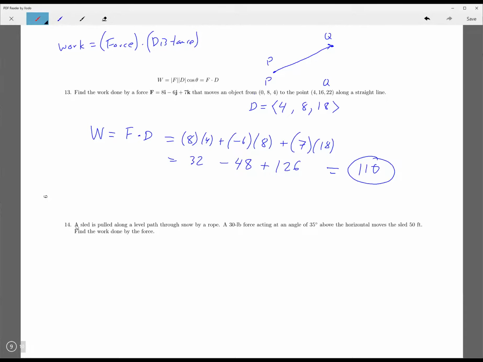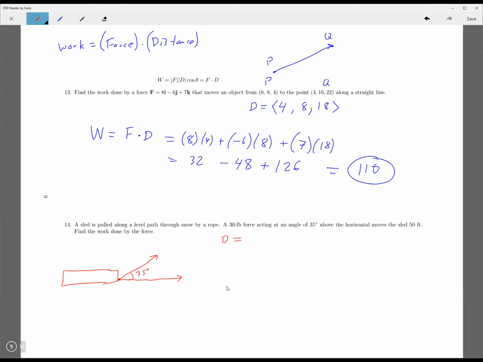Okay, so let's look at number 14. A sled is pulled along a level path through the snow by a rope. A 30-pound force acting at an angle of 35 degrees above the horizontal moves the sled 50 feet. So here, if this is the sled right here, and you have a rope attached right there, and that rope is at an angle of 35 degrees, you basically have your force going in that direction, right? And you want the sled to move forward by 50 feet.